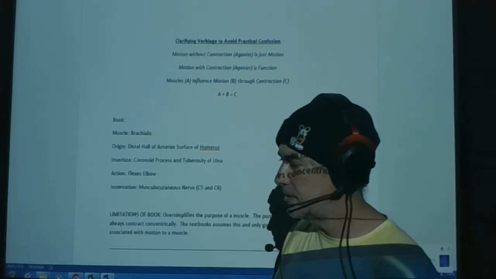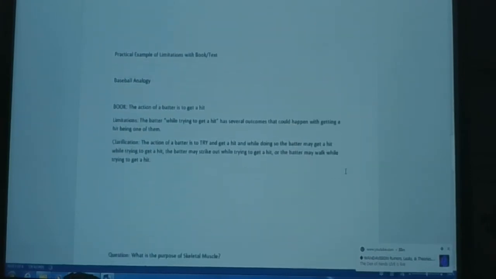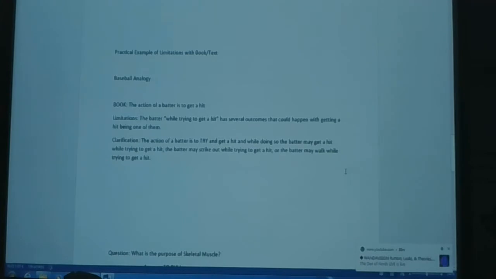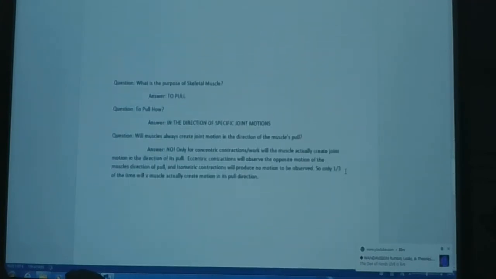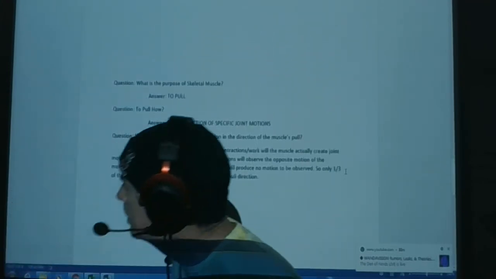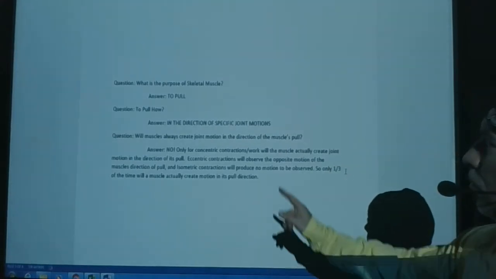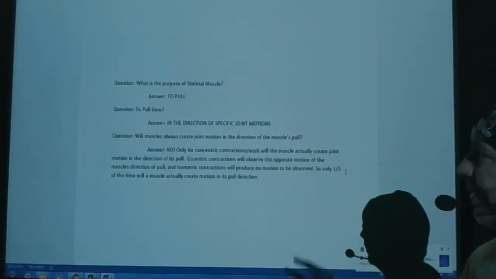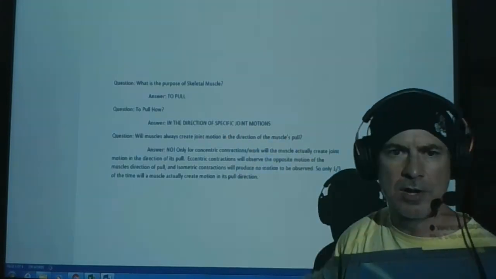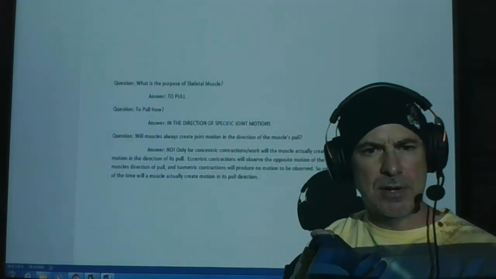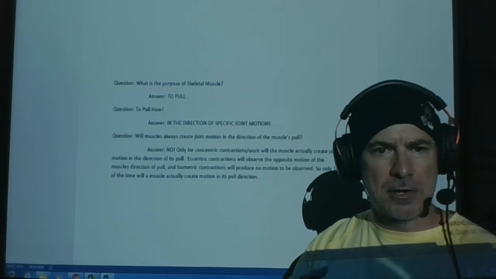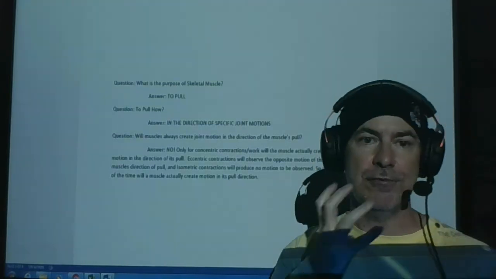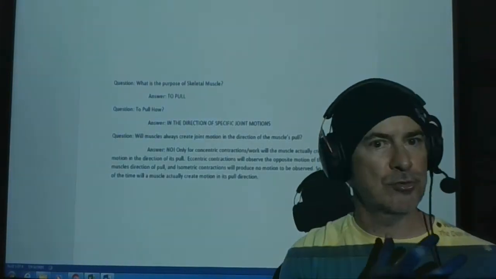I hope this is hitting home, okay? So the alternative is, well, there's the baseball analogy, right? Okay. What is the purpose of skeletal muscle? To pull. Well, to pull how? In the direction of motion. Remember in 310, you have as many muscle groups as you have joint motions. You have muscles that pull in every direction of motion.